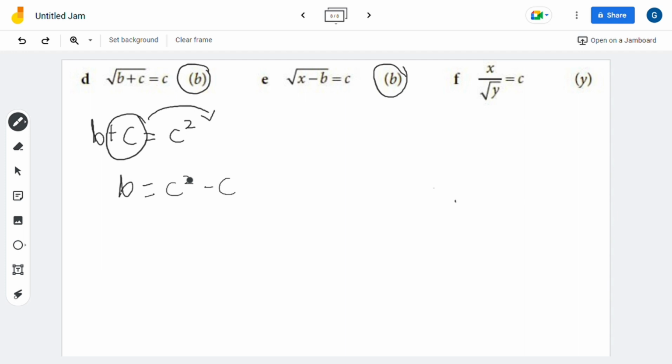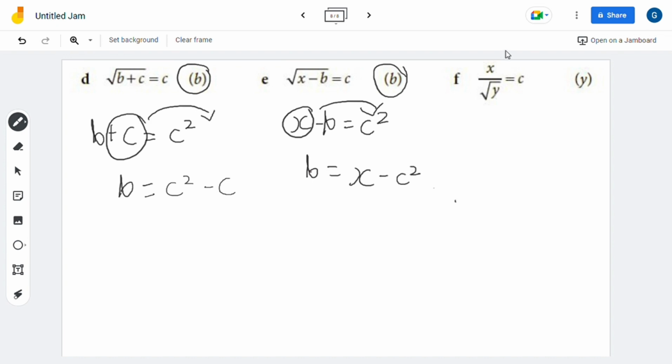Okay, for this question, square root of x minus b equals c, and we need to make b the subject. So this question's concept is actually quite similar to the previous question. So basically, x minus b will equal c squared. To find b, we shift x over, so b will equal x minus c squared.